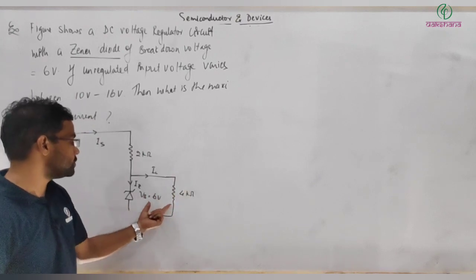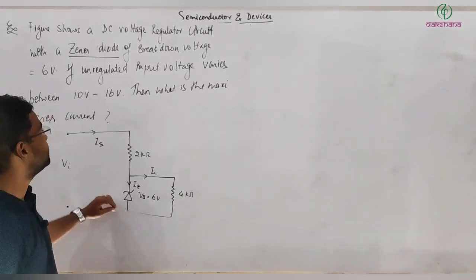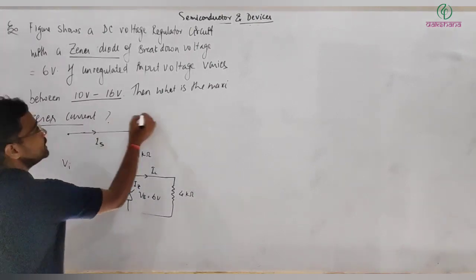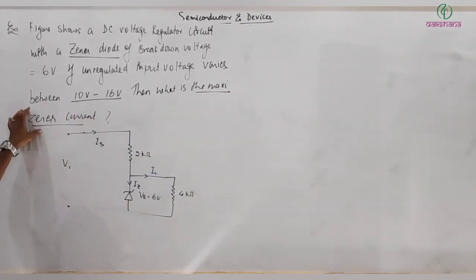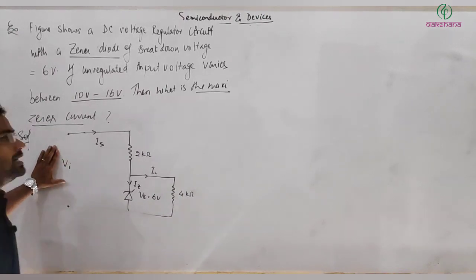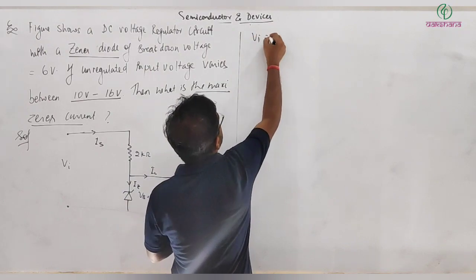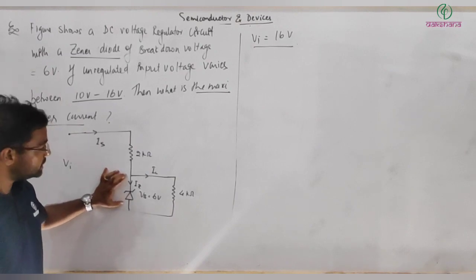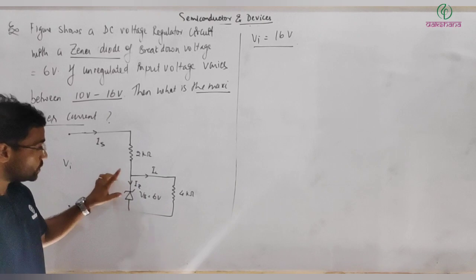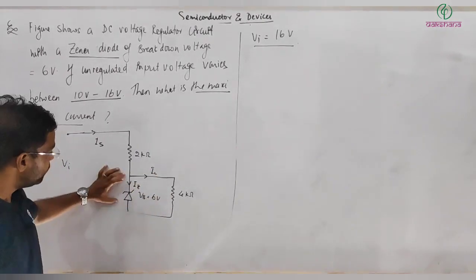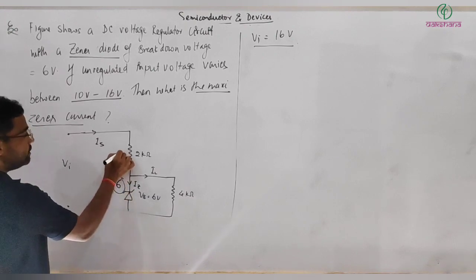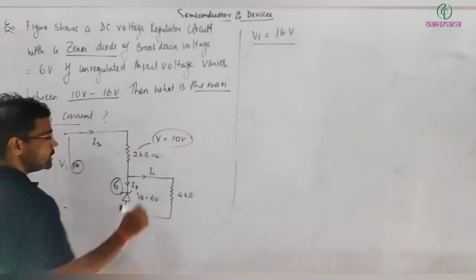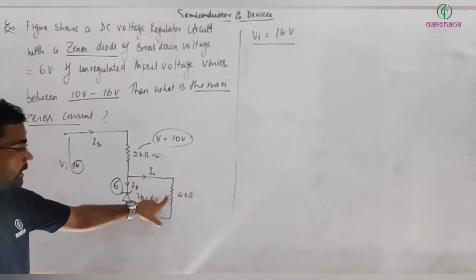So across this load, always 6 volt will be regulated, maintained, and the input voltage is varying from 10 to 16 volt. And then what is the maximum Zener current? Remember that maximum Zener current will be when the input voltage is maximum, right? So we can directly write input voltage should be maximum, means 16 volt. But the point is, this can't allow the voltage across this to go beyond 6 volt. So that I can calculate easily load current, and if voltage across this is 6, then voltage across the series resistor will be 10 volt, because here it's 16. Then I can get the total source current, and I can get the current through this.